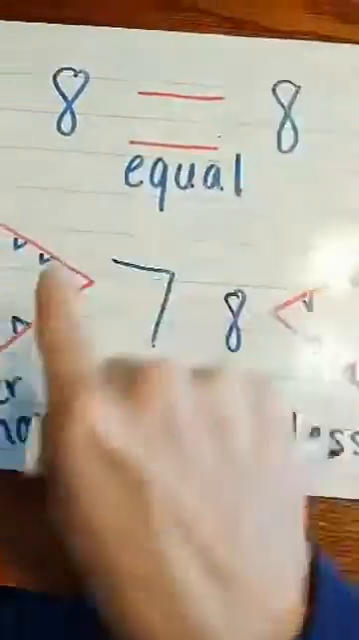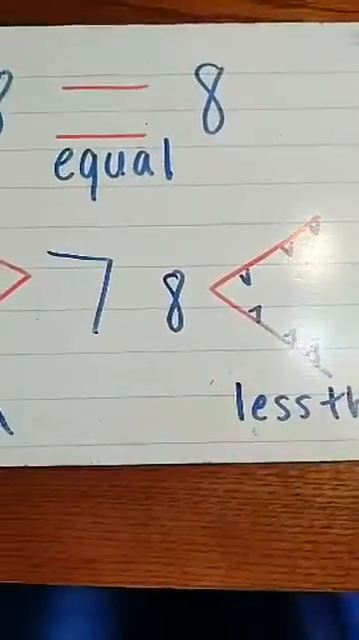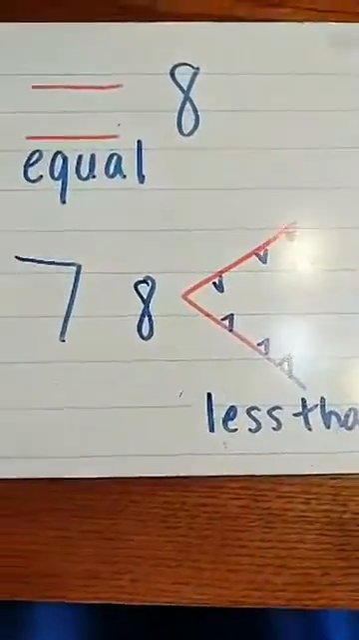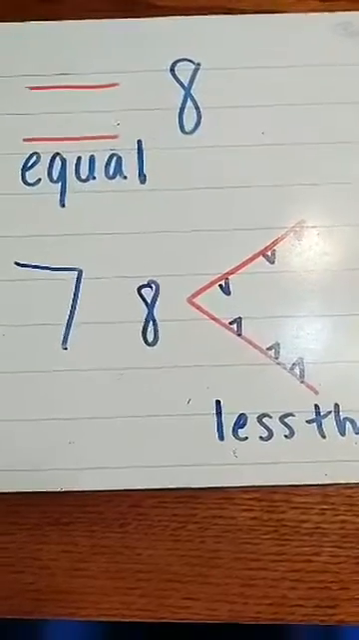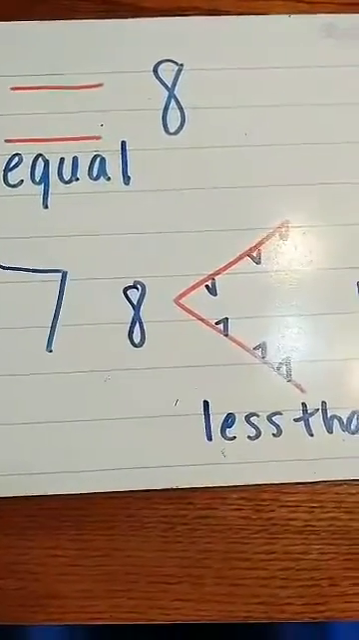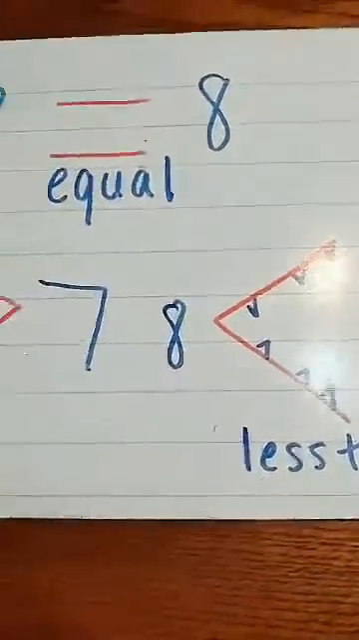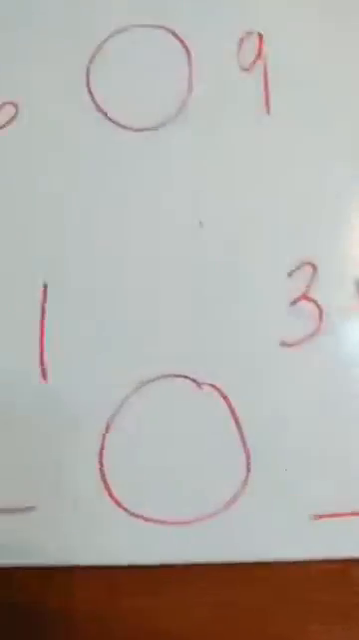Okay? So equals, greater than, less than. Remember that open mouth needs to be towards the bigger number. Okay? And the point points to the smaller number. So let's practice a few.